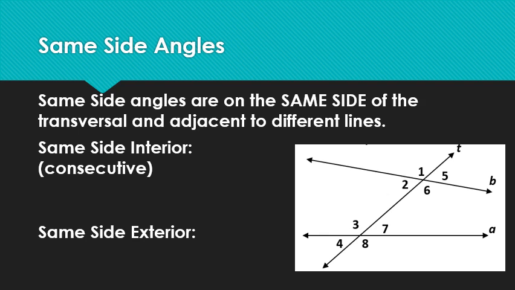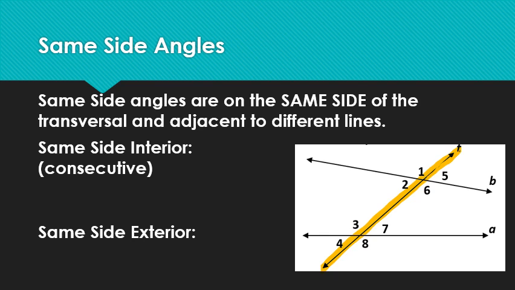All right, perfect. Same side angles are on the same side of the transversal, but they are adjacent to different lines. So they are also at different intersections. However, they are on the same side of the transversal. So again, I'm going to highlight my transversal so that it is obvious. So here's my transversal T.